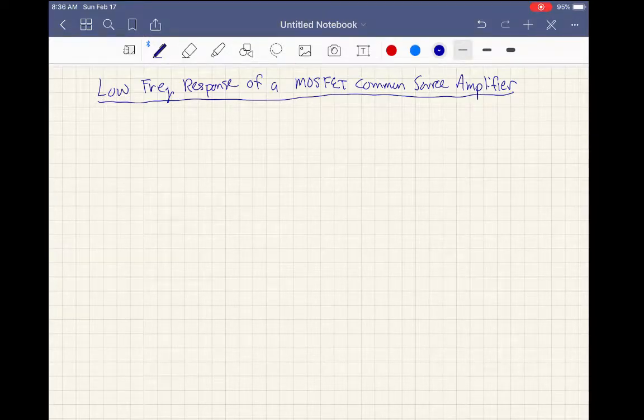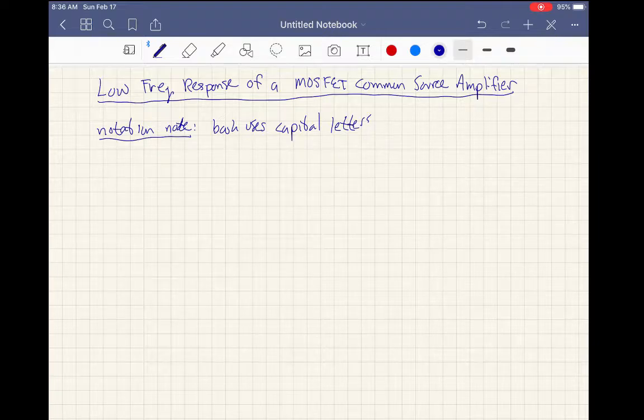All right, let's look at the low frequency response of a MOSFET common source amplifier. There's a quick note I want to make here, and that's on a notation your book uses. The book uses capital letters with lowercase subscripts for symbols.